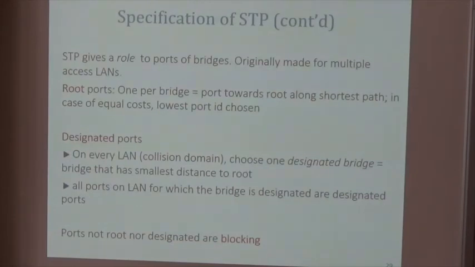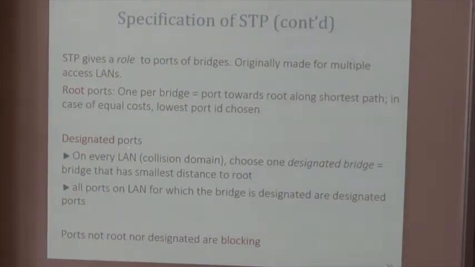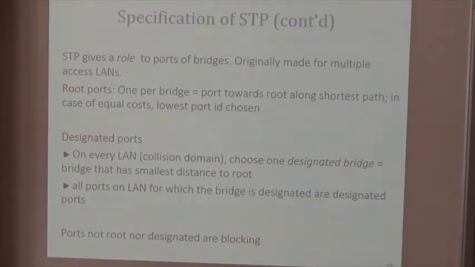Then a bridge has other ports, on every link between multiple bridges. On Ethernet today, typically a link connects only two bridges. So when two bridges are connected, they have to decide which of the two is closer to the root. The one that's closer to the root is called the designated bridge on this link, and the corresponding interface of this bridge is called a designated interface. So using this procedure, the interfaces are either root or designated, and all the other interfaces that are neither root nor designated are blocking. That means they are blocked for traffic. They are the ones that make the breaks in the spanning tree.